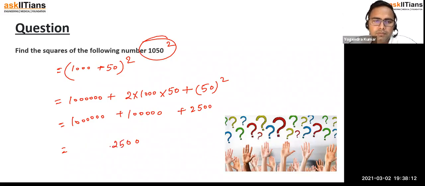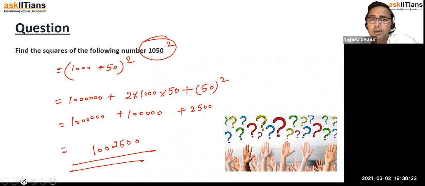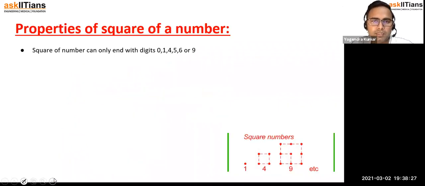2 zeros will be there. Now 25. Okay, 002510 will come, and then one more zero. That's all. This is our final answer. I hope you are getting it right. We can apply the whole square method like this.